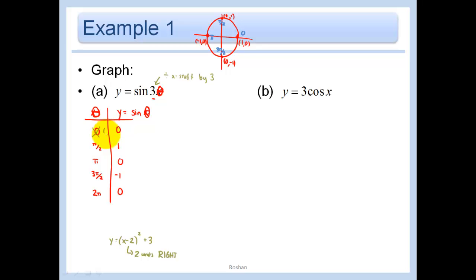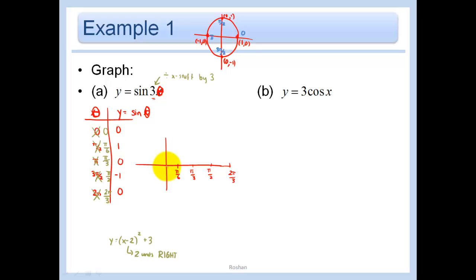So divide all the x stuff by 3. 0 divided by 3 is still 0. Pi over 2 divided by 3 is pi over 6. Pi divided by 3 is pi over 3. 3 pi over 2 divided by 3 is just pi over 2. And then 2 pi divided by 3 is 2 pi over 3. So now we have enough information to go ahead and graph this, and I'm just going to graph one period. So I'm going to go 0, then pi over 6, pi over 3, pi over 2, and 2 pi over 3.